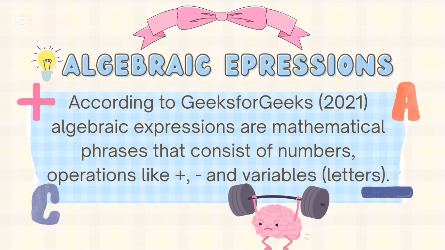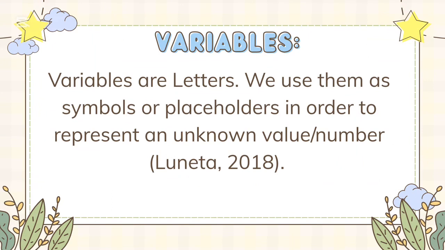An algebraic expression is a mathematical phrase that consists of numbers, operations like the plus sign and the minus sign, as well as variables. However, we need to understand that algebraic expressions do not contain the equal to sign. What is a variable? Variables are letters. We use these letters as symbols or placeholders in order to represent an unknown value or number. Variables do not only have to be the letter X, they can be any letter in the alphabet.